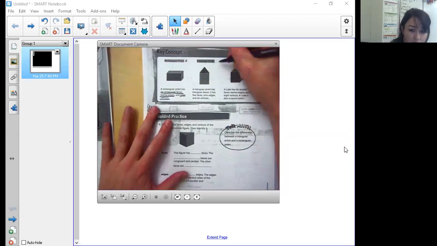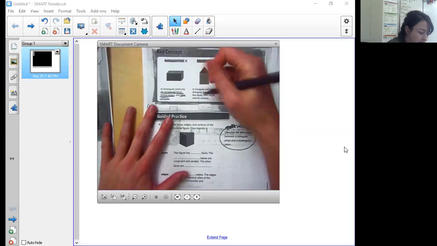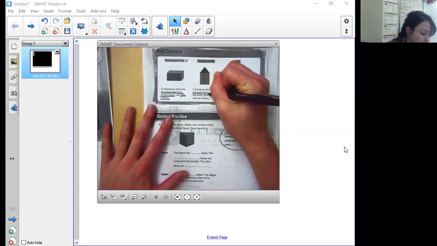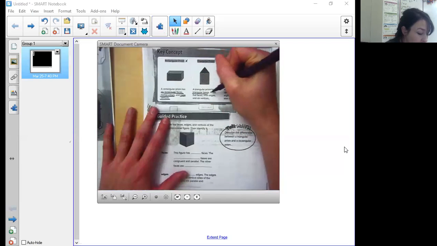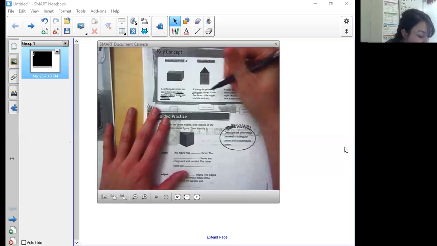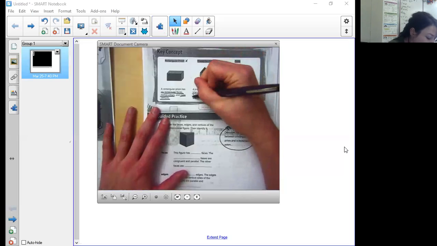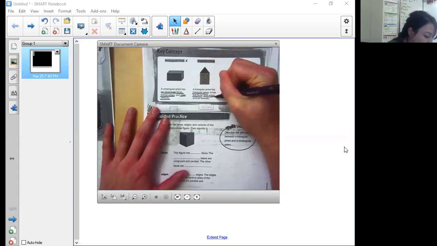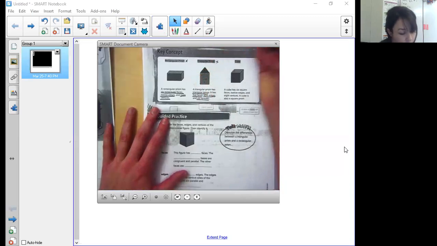All right, a triangular prism. A triangular prism has triangular bases. So that means both the top and the bottom are going to have 3 sides, or a triangle. It has 5 faces: the top, that's actually the bottom, the top, and then the 3 faces on the sides. And it has 9 edges and 6 vertices. So if it has 5 faces, 9 edges, and 6 vertices, we can classify it as a triangular prism.